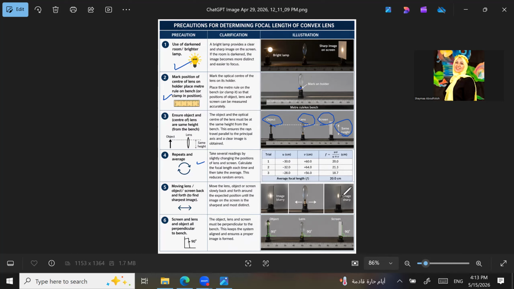Moving the screen left and right to take a sharp image. And this is specifically for the sharp image, not the reading. This is for the sharp image. Now we have the screen and the lens and the object, all of them at angle 90. So all of these precautions you have to follow while I'm asking about the image, or if I need a clear image, or I need the precautions for the reading.